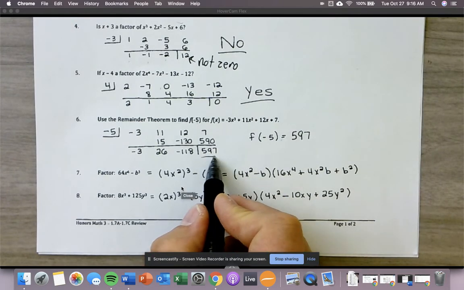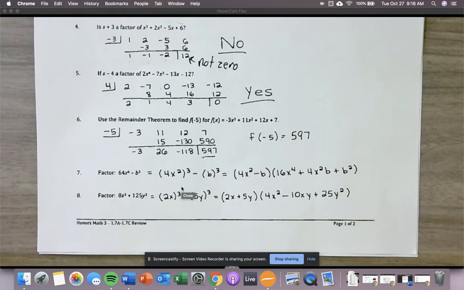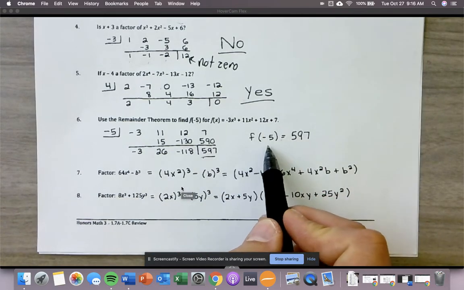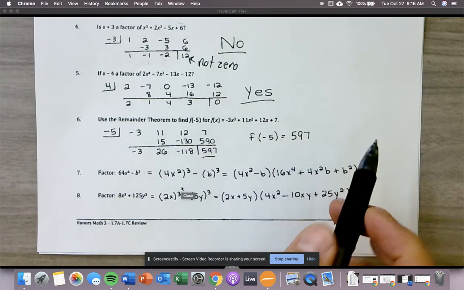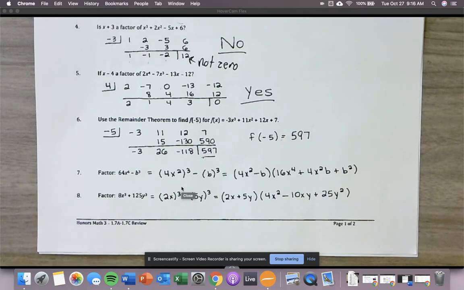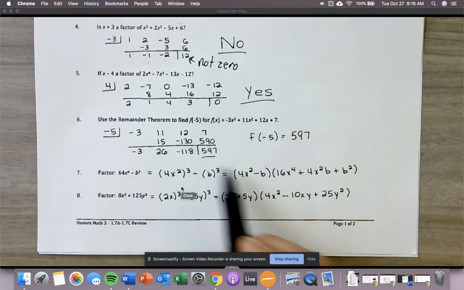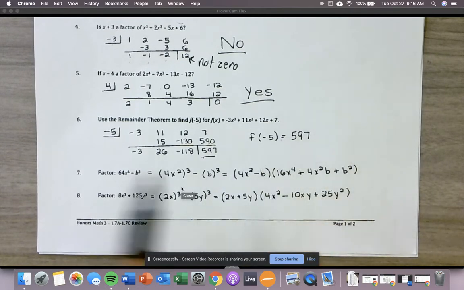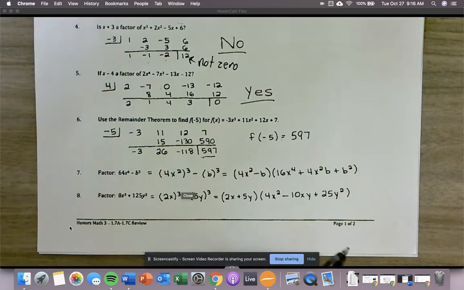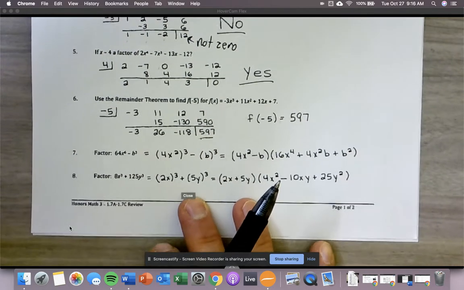And since this remainder is 597, the function at negative 5 is 597. And if you wanted to check, you could plug in negative 5 into all these x values, and when you add them all up, we get 597. So let's look at number 7 and 8.